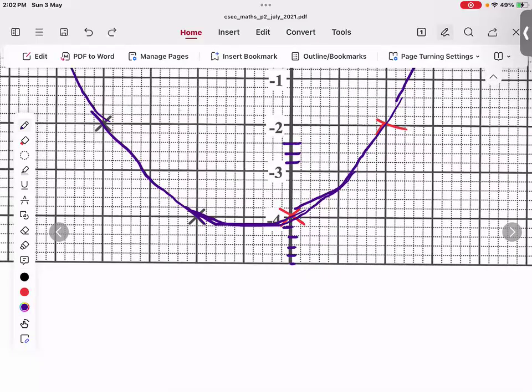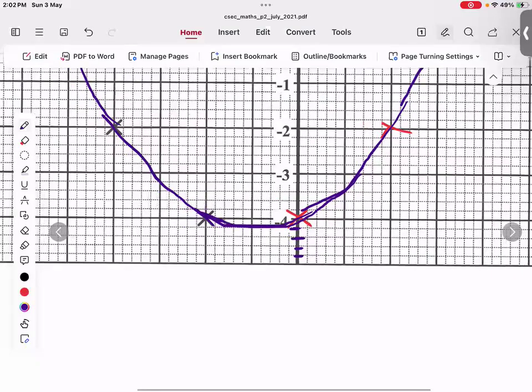So let me see. 4.2 or 4.1? Negative 4.2, yeah. Because it's 4.2, 4.4, 4.6, 4.8, yeah. So negative 4.2.